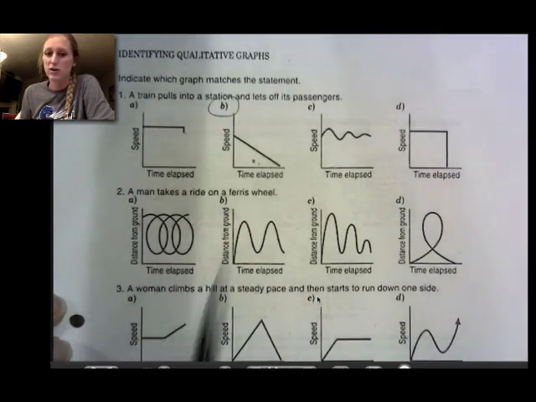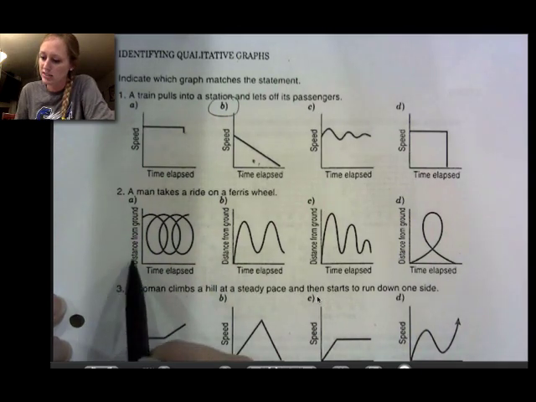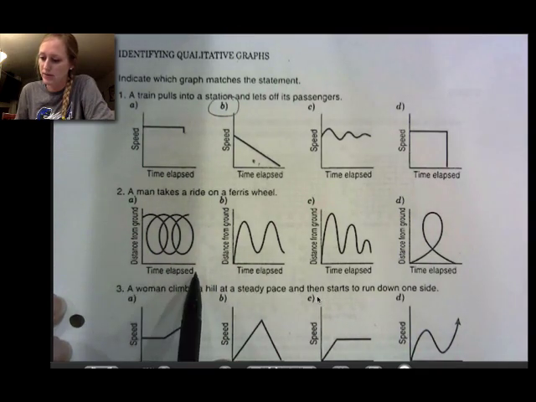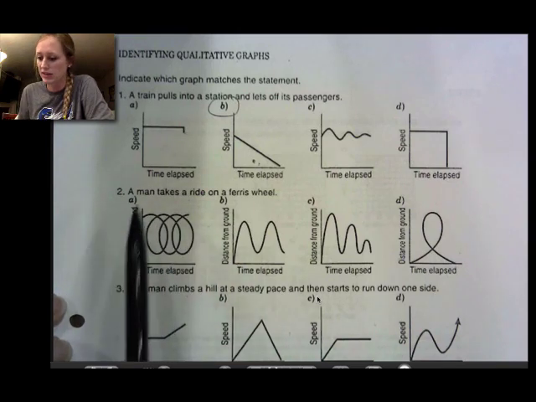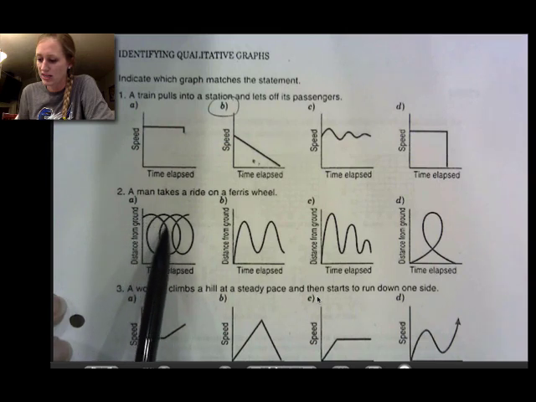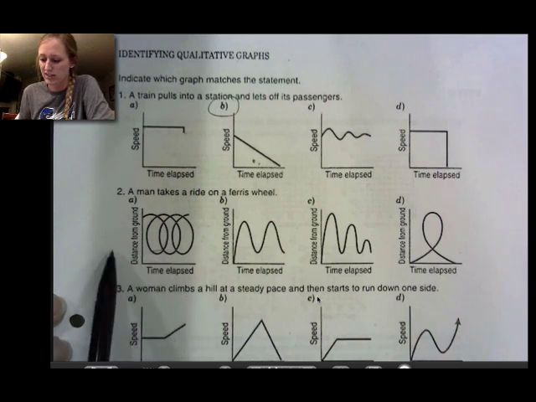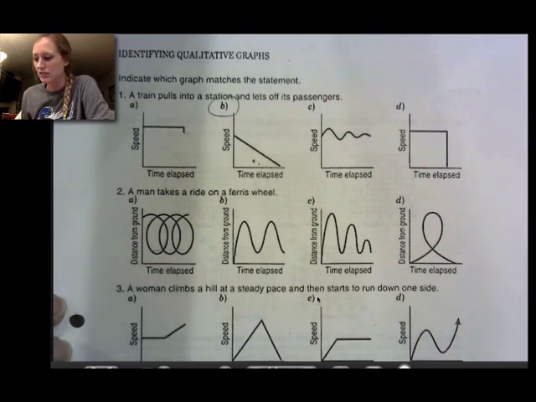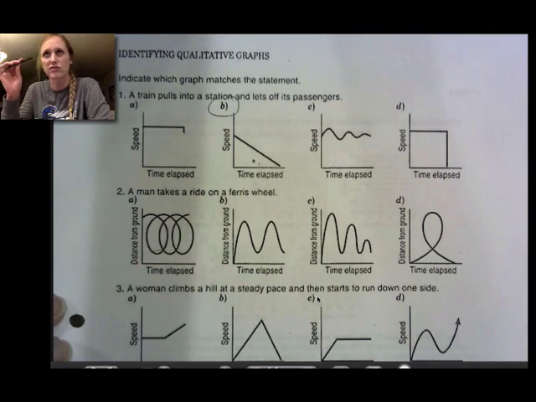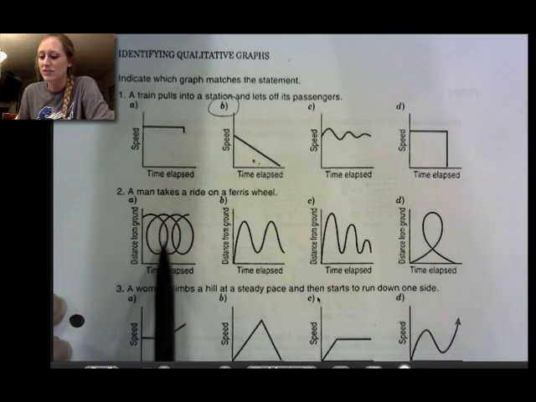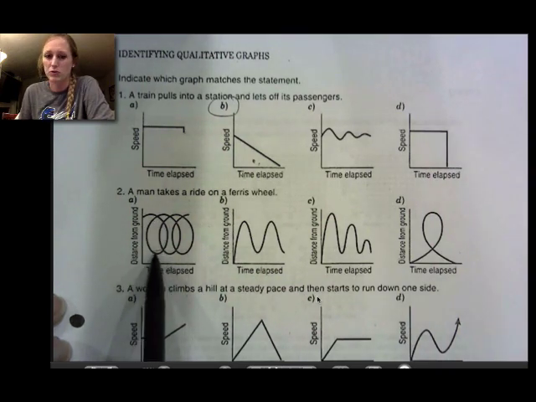A man takes a ride on a Ferris wheel. So distance from the ground over time. This one actually looks like the motion of a Ferris wheel, but here's what it says. It starts above the ground, and then notice as this circle comes back, I'm going back in time, right? I'm going back across the x-axis. That doesn't happen. Time is going to continually move forward, so we're not going to have this overlapping graph, even though that's kind of the image that we might picture when we think about a Ferris wheel. This graph is saying that we're going back in time when we go towards the ground.